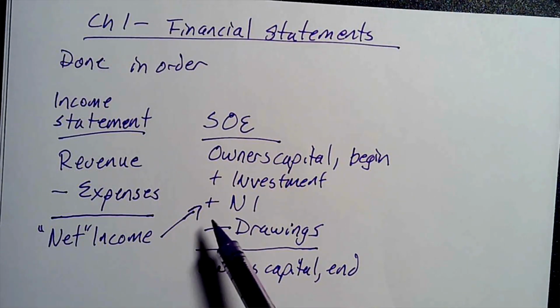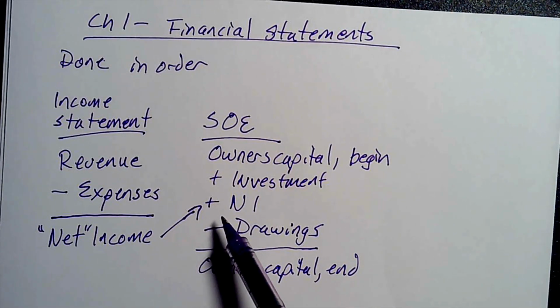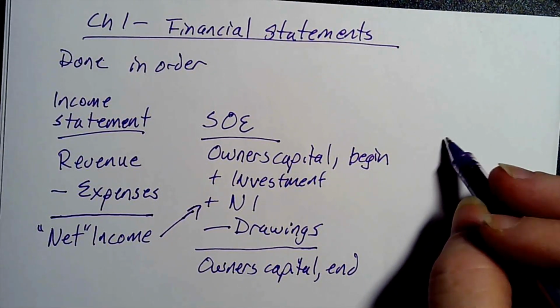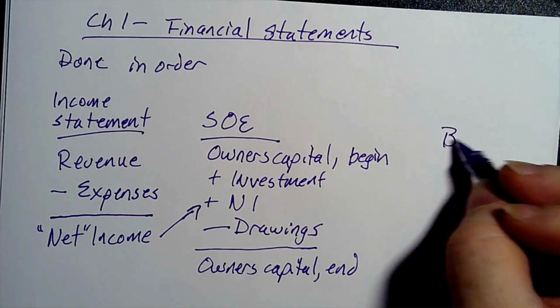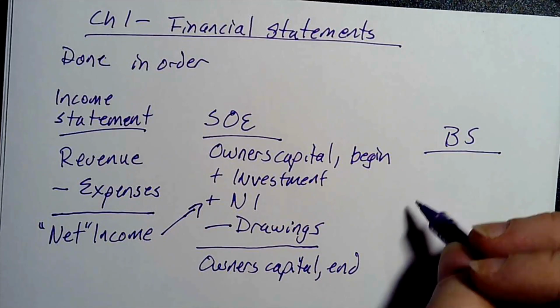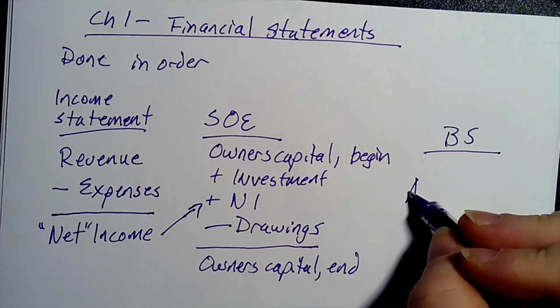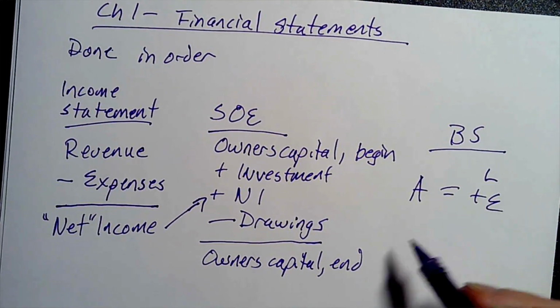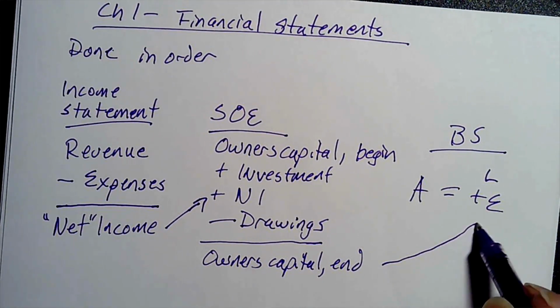But think about net income as profit, but also it's the piggy bank for the owners. They can take stuff out of that. The last one of the main three is called the balance sheet, and it goes according to this: assets equals liabilities plus equity. And owner's capital is a part of equity.